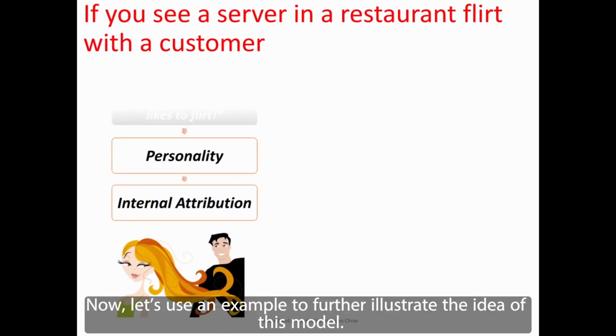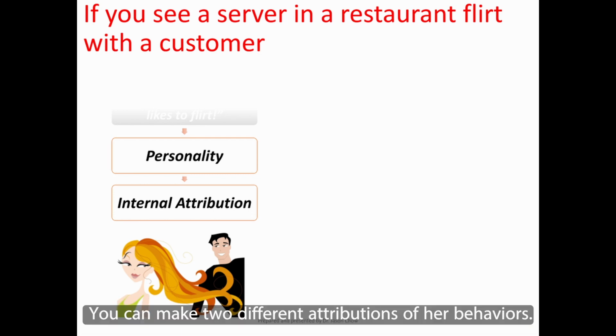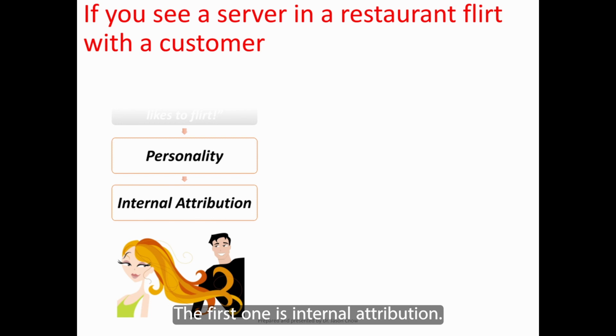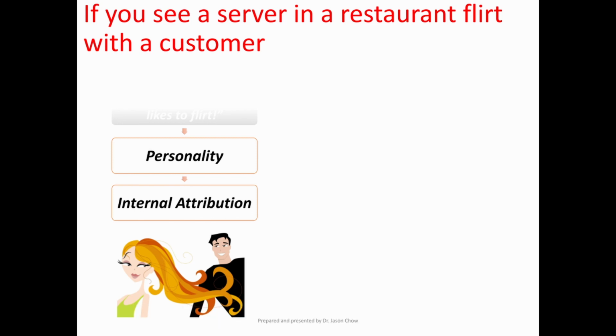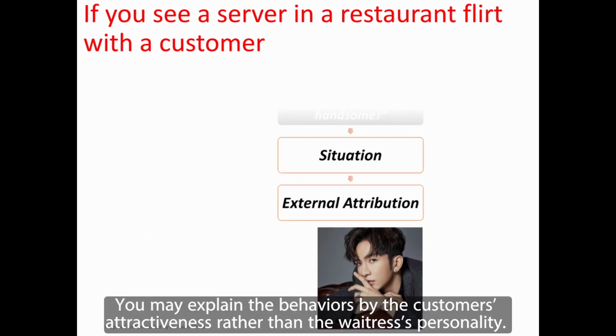Now, let's use an example to further illustrate the idea of this model. Imagine now you see a waitress in a restaurant flirting with a customer. You can make two different attributions of her behaviors. The first one is internal attribution. You may think that the waitress is flirtatious. The second type of attribution you can make is external attribution. You may explain the behaviors by the customer's attractiveness rather than the waitress's personality.